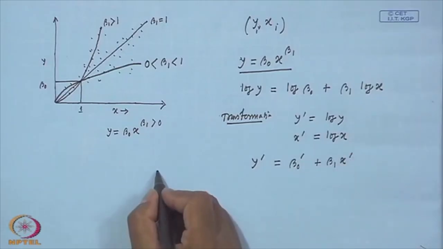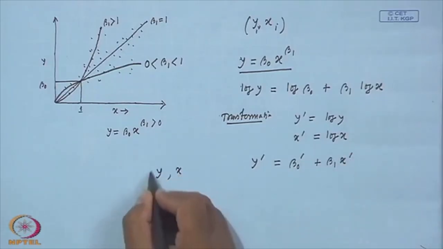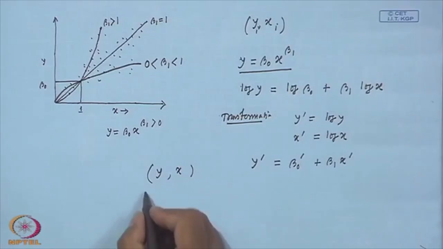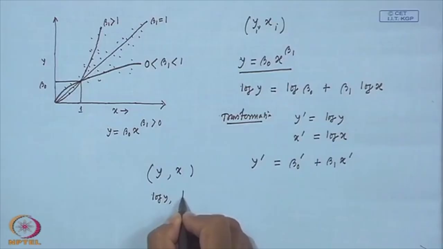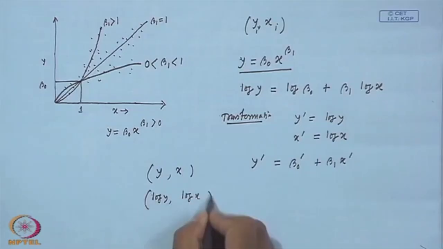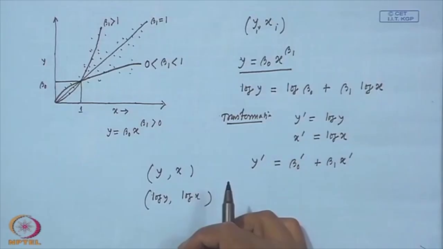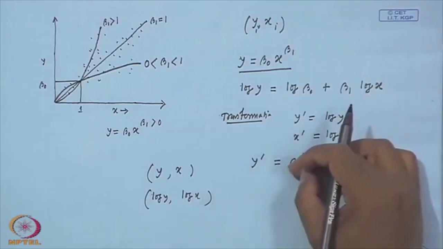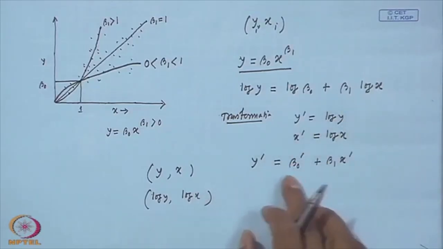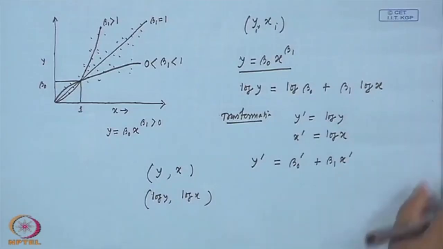So, given the data y x, you transform the given data to log y log x, and then if you plot the scatter plot for this transformed data, perhaps you will get the scatter plot centered about a straight line, and you can go for a linear fit.